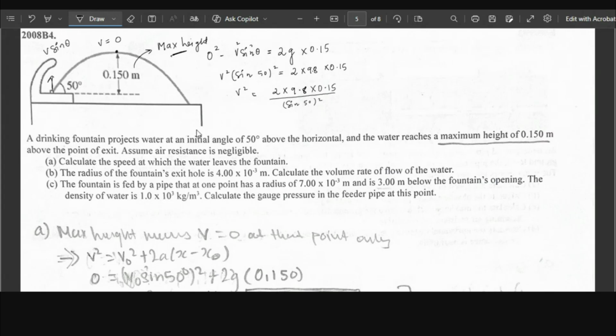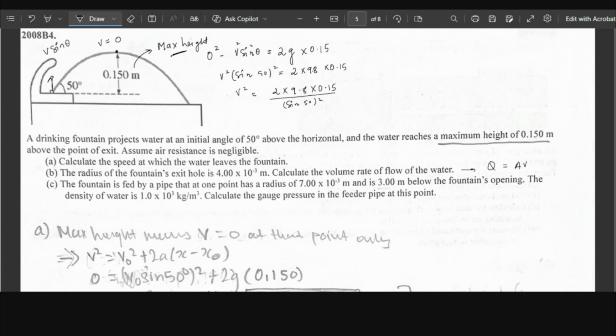In the second part, it says the radius of the fountain exit hole is 4 times 10 to the power minus 3 meters. Calculate the volume flow rate of the water. Once you have the velocity and the area, you can simply multiply them to get the volume flow rate. So Q is A times v, which is easily calculable.